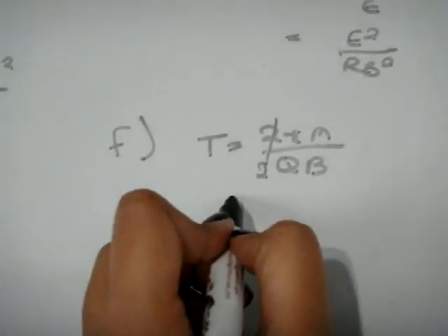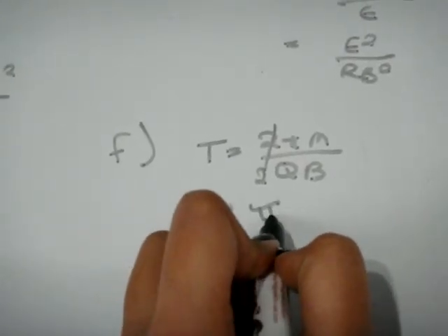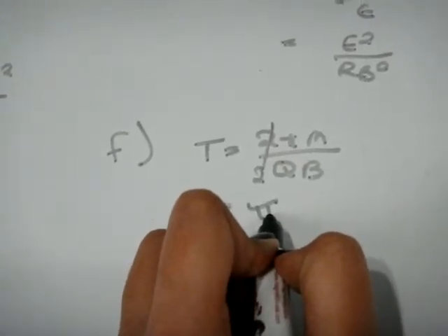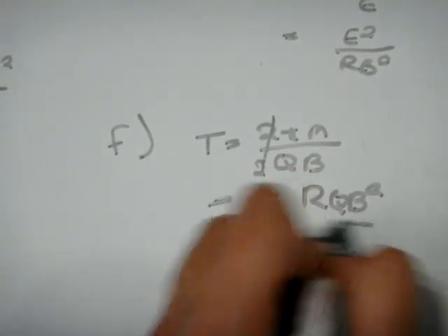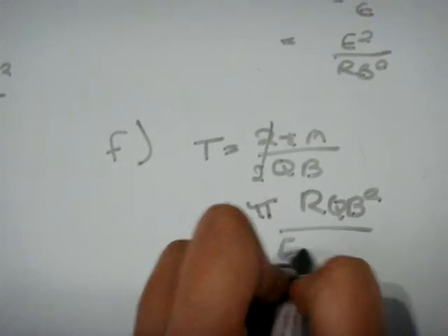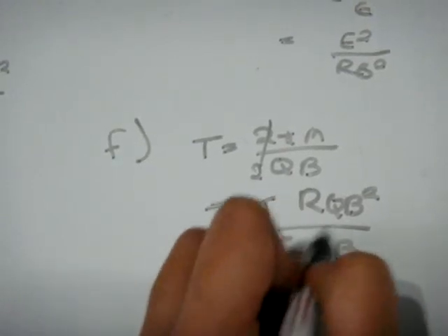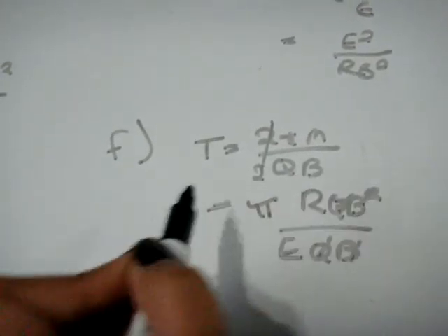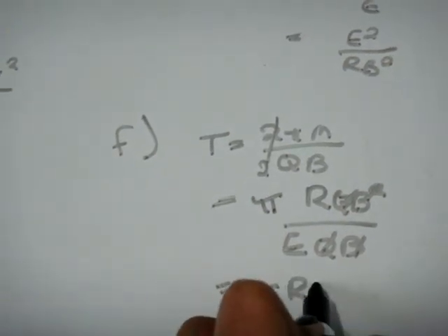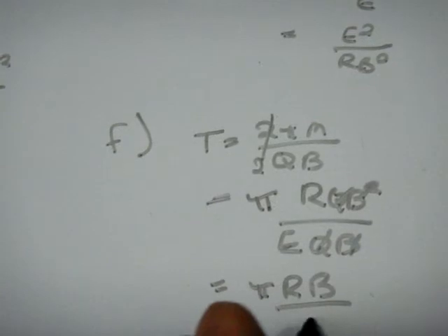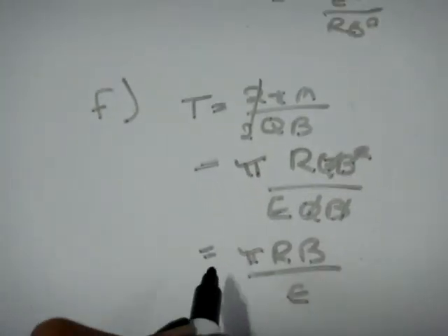Then we'll end up with pi times m. And m, which you've known from the previous parts, is rqB squared over E. And this is times qB. So the q's cancel, one of the B's cancels, and we end up with pi rB over E. And that is the answer.